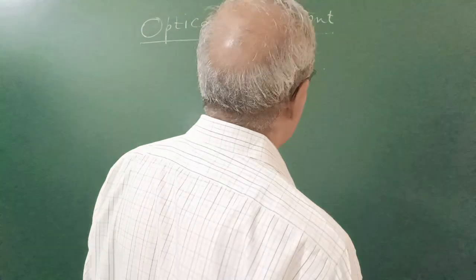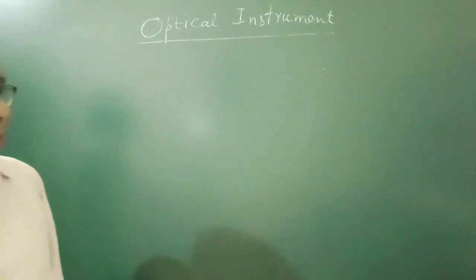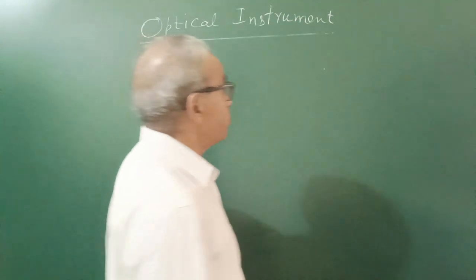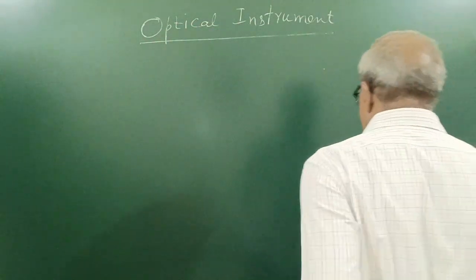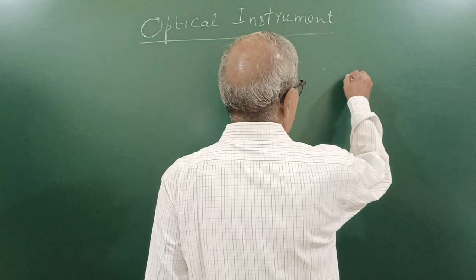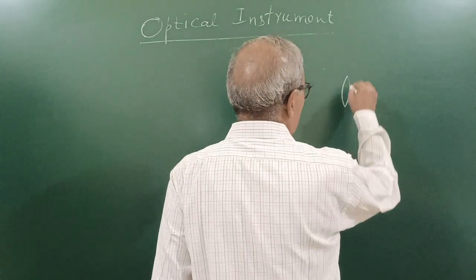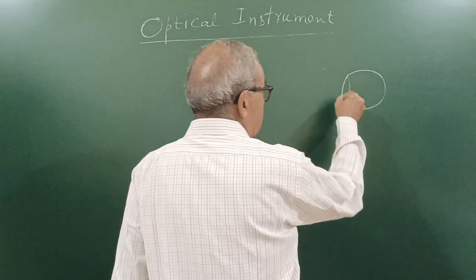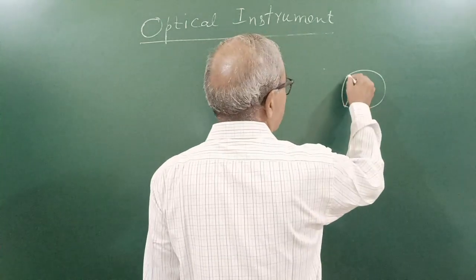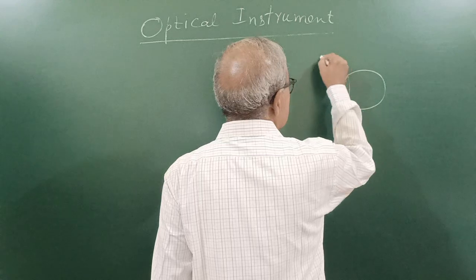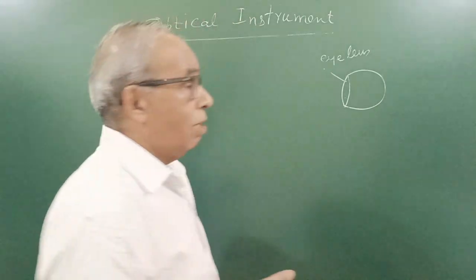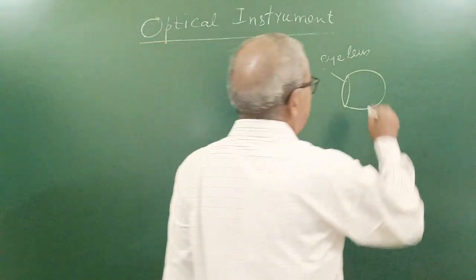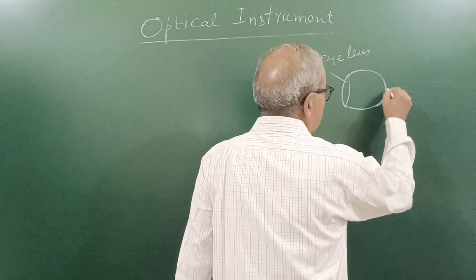Our first instrument which enables us to see the object is our eye. Our eye is very complex in nature actually, but in brief I will tell you here about the eye a little. This is the eyeball. This is called the eye lens here, which is held by some muscles, and this is the retina.